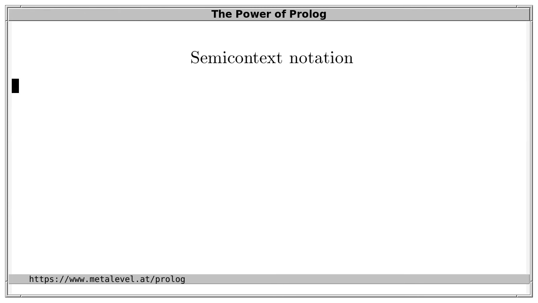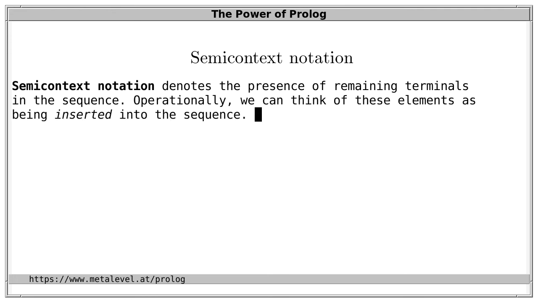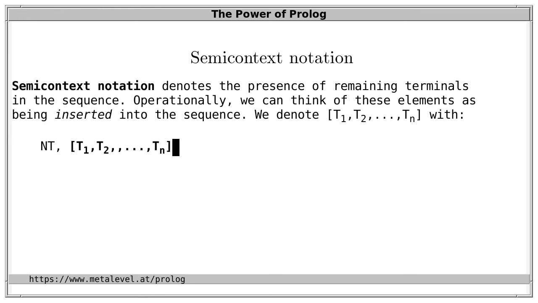Another DCG language construct is semicontext notation. With this, we can denote the presence of remaining terminals in the sequence. Operationally, we can think of these elements as being inserted into the sequence. For instance, to denote that T1, T2 and so on are remaining terminals in the sequence, we write a non-terminal nt, comma, then these elements, T1, T2 and so on, written as a list, and then, as usual, a grammar rule body.